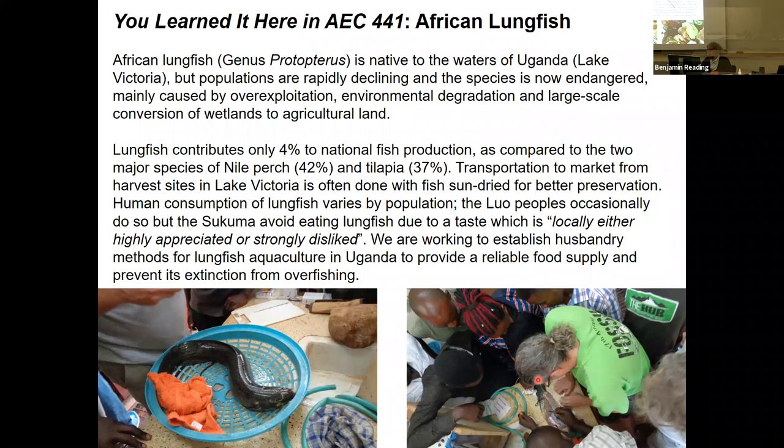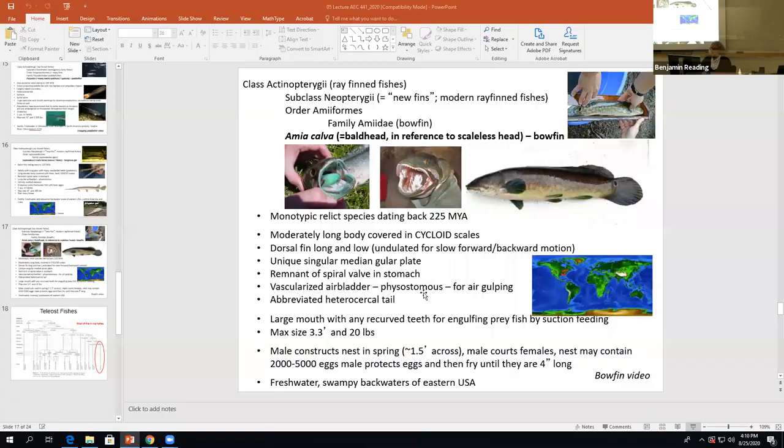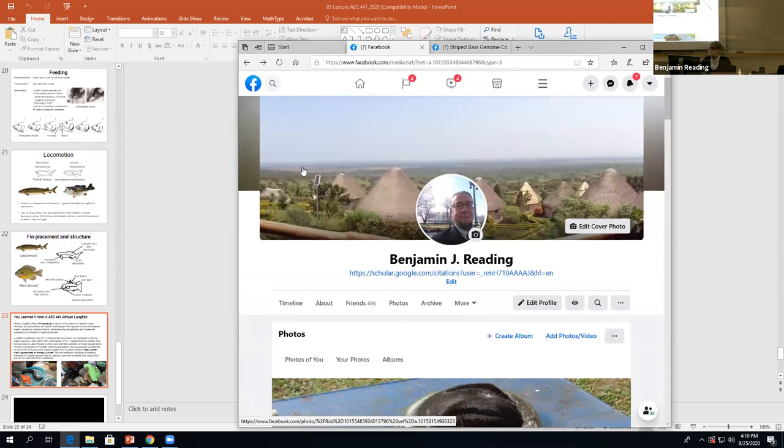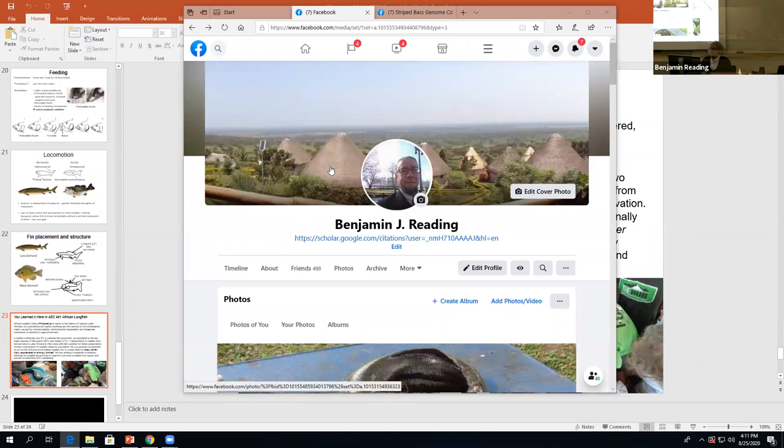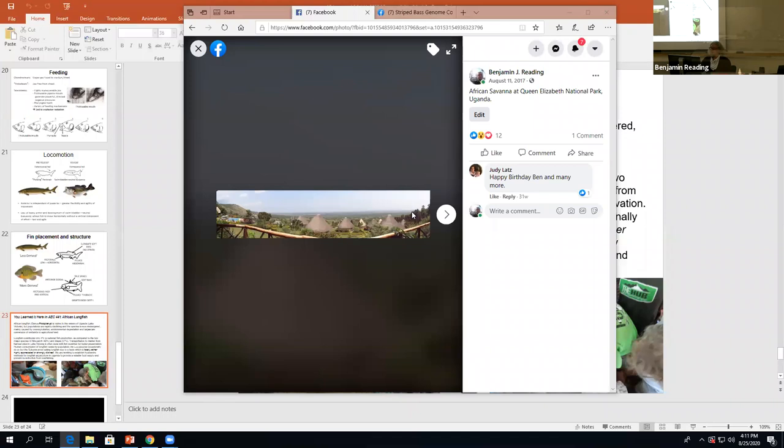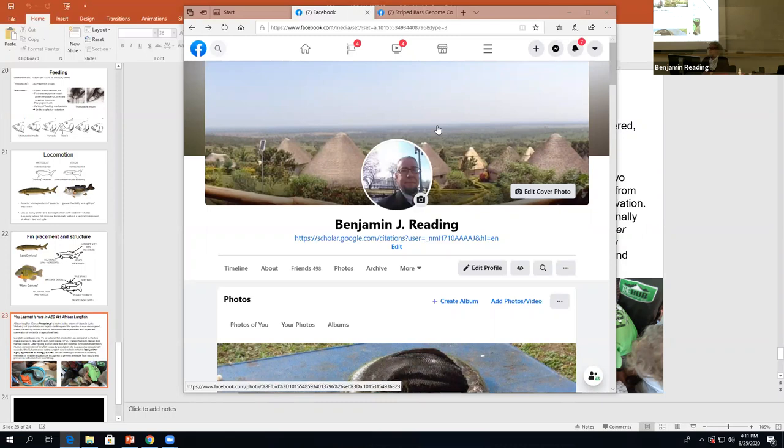So here I am, we're dissecting this lungfish here in Uganda. And that's one of the lungfish we are looking at. So that's pretty cool. We've done some work with lungfish and also the culture of lungfish as a food source. So I have something to show you here, a real brief thing on Facebook. This is my Facebook site. These are some of the places we stayed at when we were in Uganda. So these grass huts here. This was a panoramic shot I took off the balcony of one of the places I was staying. This is the African savanna out there. If you go outside of this wall, a lion's going to eat you.